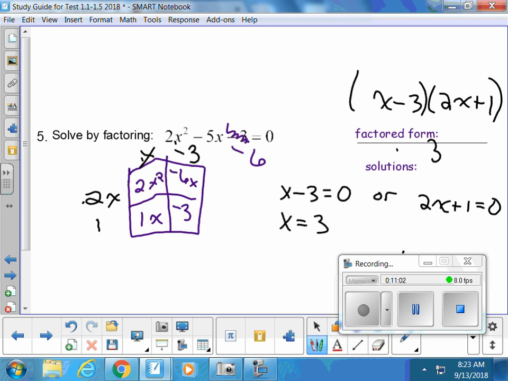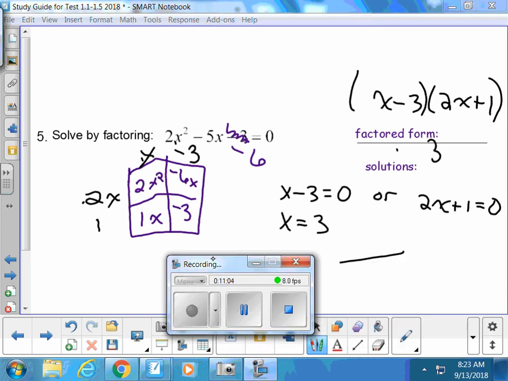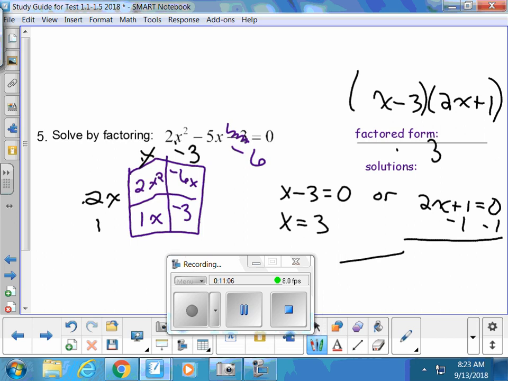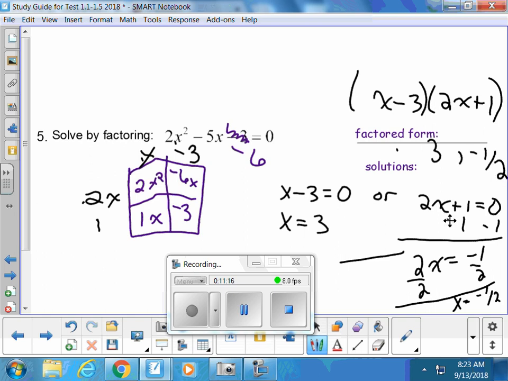Solving this binomial, you'd subtract your 1 to the other side, and then divide by 2. So negative 1/2 is your other solution. So 3 and negative 1/2 are your two solutions. I don't necessarily like putting a comma between them because it's not really a vertex or anything. So maybe just write x equals 3, x equals negative 1/2.